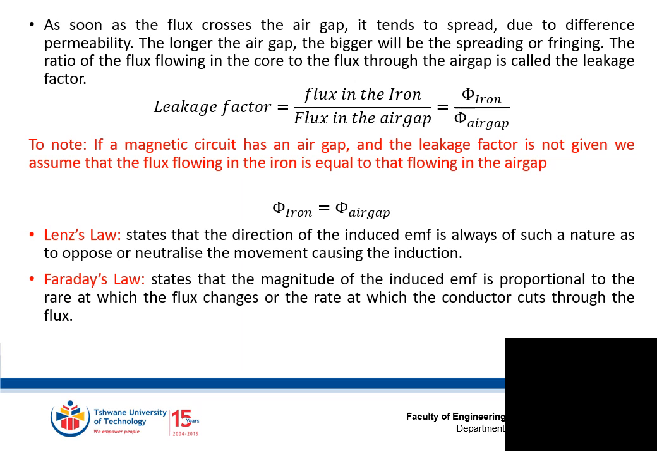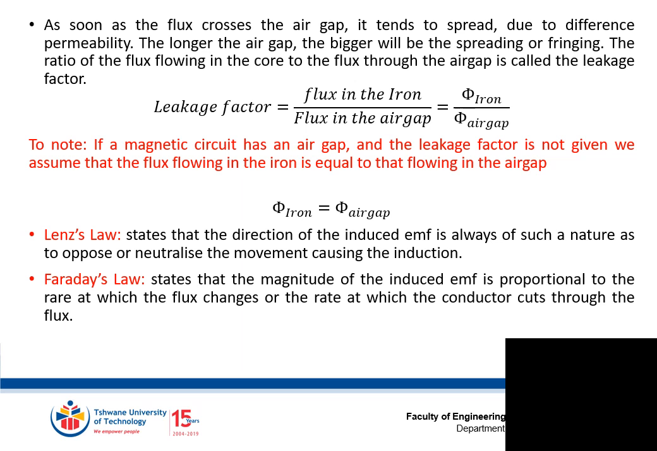To note, if the magnetic circuit has an air gap and the leakage factor is not given, we assume that the flux flowing in the iron is equal to the flux that is flowing in the air gap. So the leakage factor must be given. If not given, we assume that the two fluxes are equal.